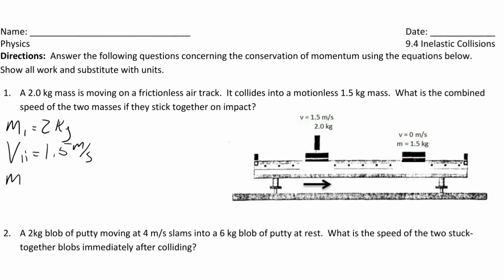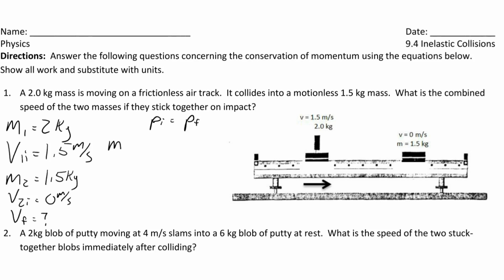And they tell you the mass of cart 2 is 1.5 kilograms. And the velocity of cart 2 initially is 0 meters per second. And we're looking for the final velocity of both carts, because then they stick together and they move to the right. So we'll see. So the initial momentum is equal to the final momentum, right?